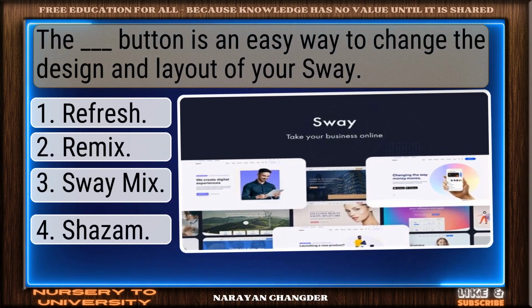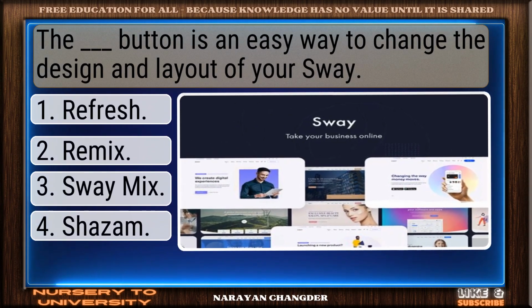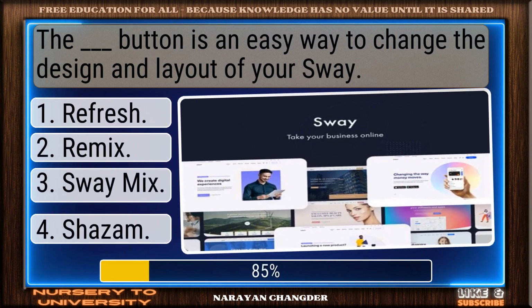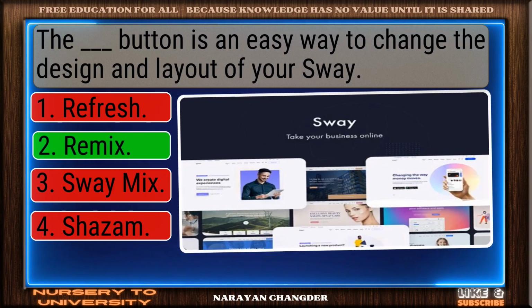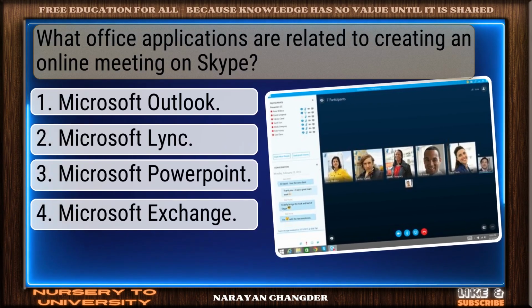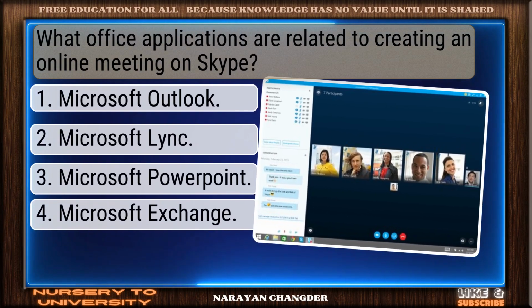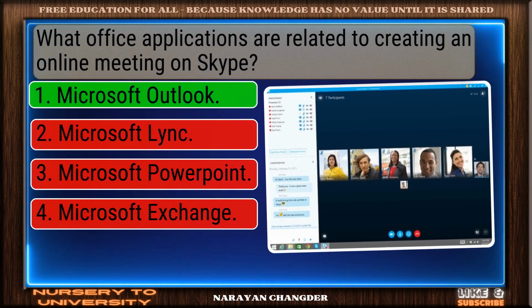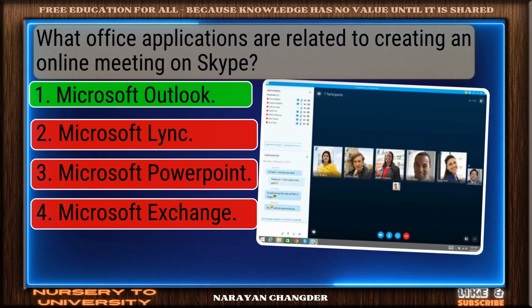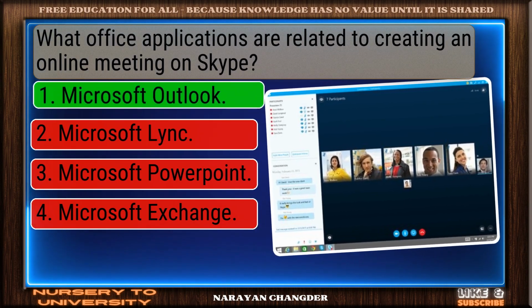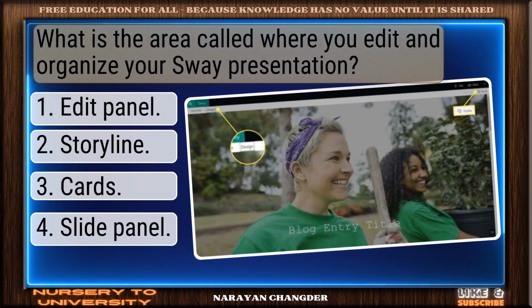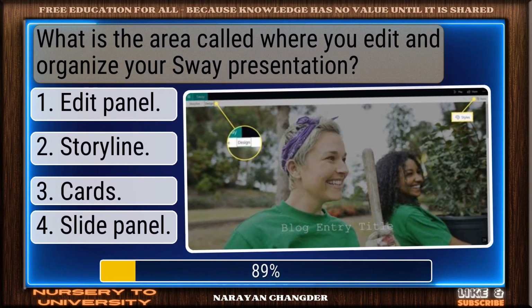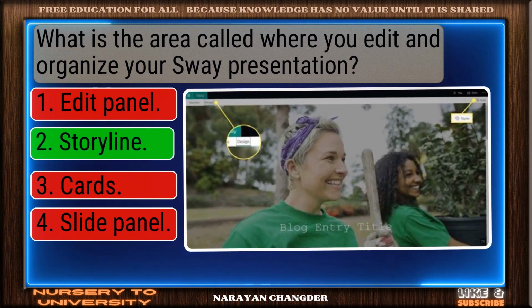Question number 23. The dash button is an easy way to change the design and layout of your Sway. Perfect. Remix is the correct choice. Question number 24. What Office applications are related to creating an online meeting on Skype? Correct response. Microsoft Outlook is the most accurate answer. Question number 25. What is the area called where you edit and organize your Sway presentation? Bravo. Storyline is the answer.